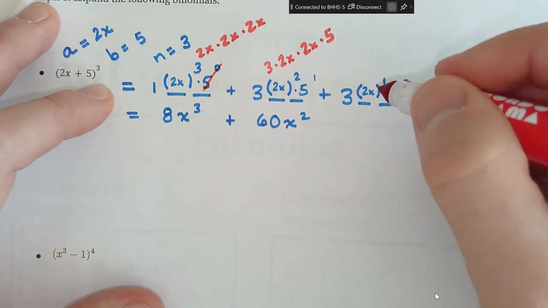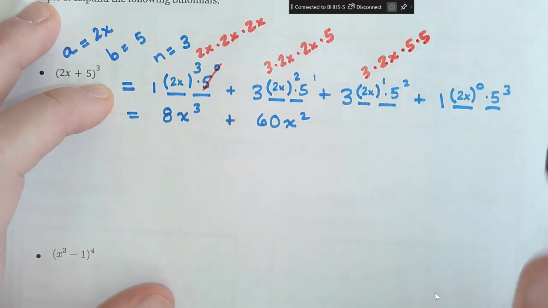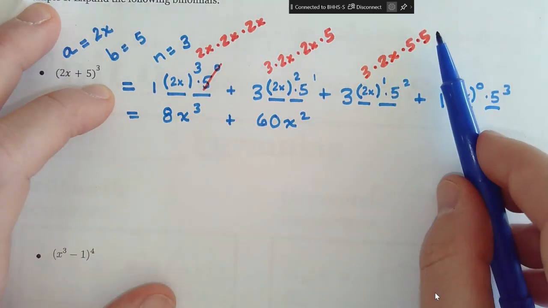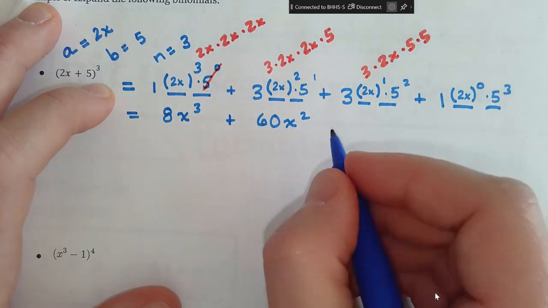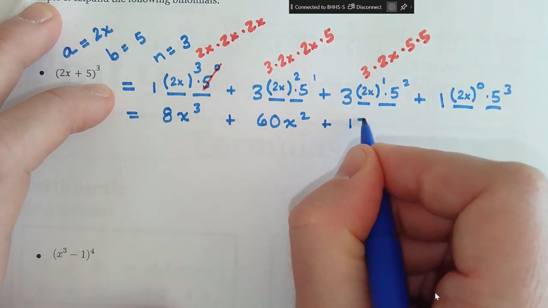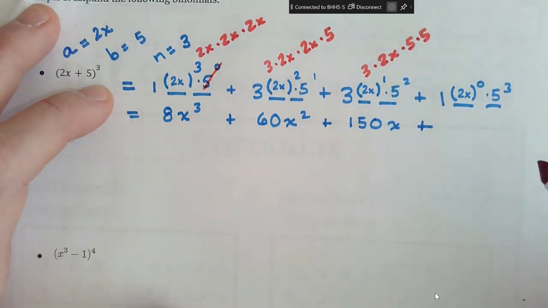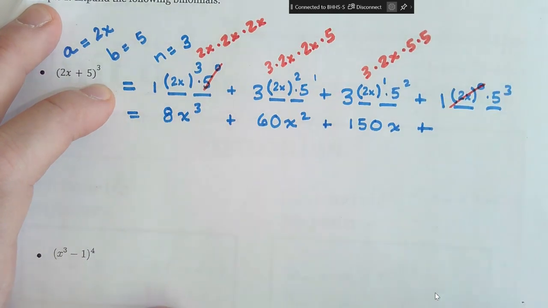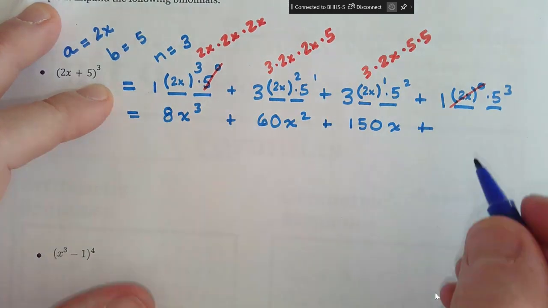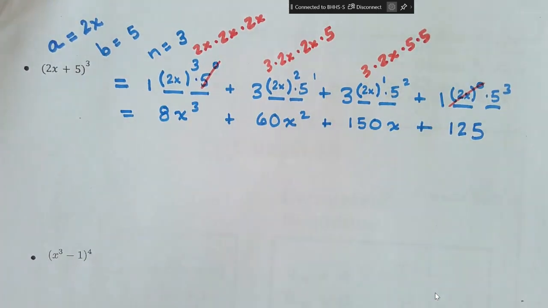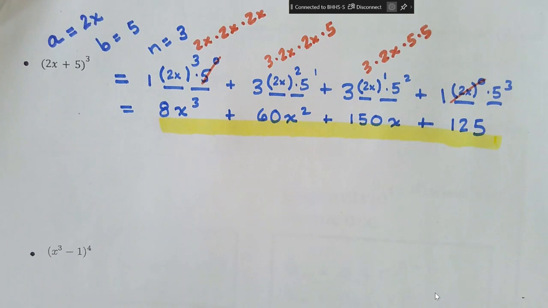Third one is going to go 3 times 2x, and then I got a pair of 5s multiplied here. So let's see. 5 times 5 is 25. 3 times 2 is 6. 25 times 6. If I have 25 quarters, I have $1.50 x plus last one. Anything with the 0 power is 1, so that term's not going to affect you. 5 to the third power, what's that equal to? So there's your expanded form right there. Okay, questions on the first one?